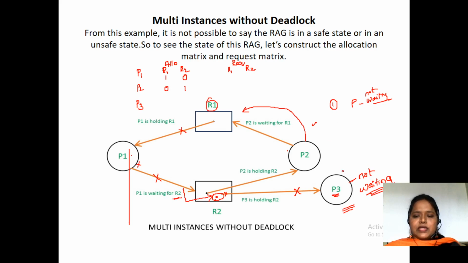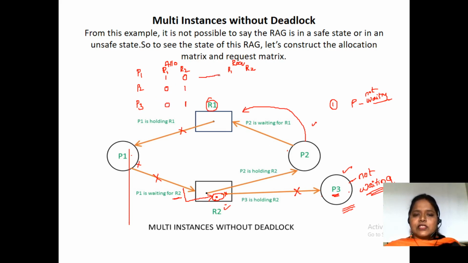Now coming to P3. One instance of resource R2 has been allocated to P3. So allocated in the sense you have to keep 1. Resource R1 allocated? No, so 0. So this is the allocation matrix.